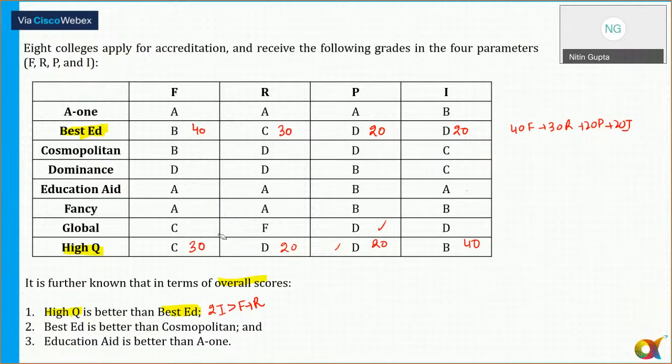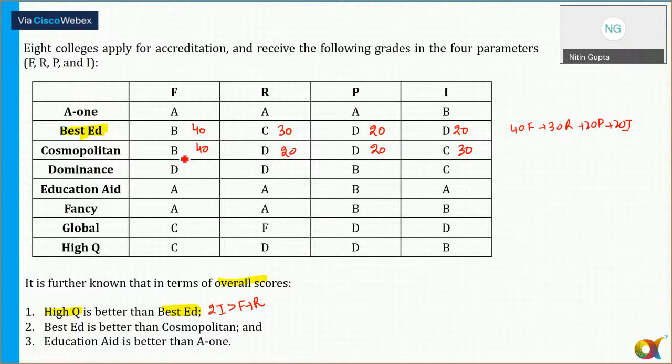Second, I need to compare best ed and the cosmopolitan. So best ed, cosmopolitan. B and B, that is 40. D is nothing but that 20. And C is equal to nothing but that is 30.